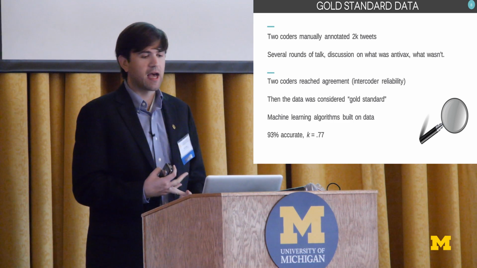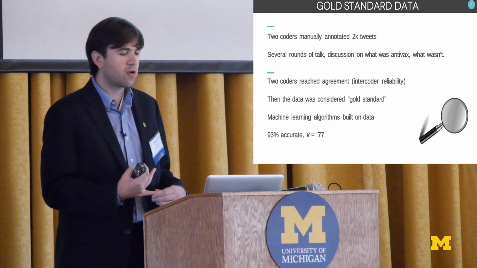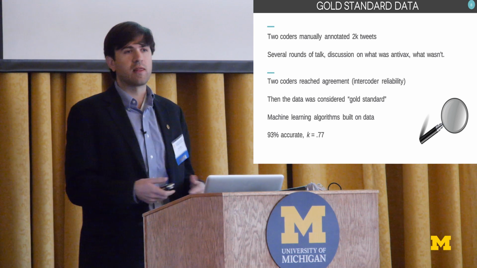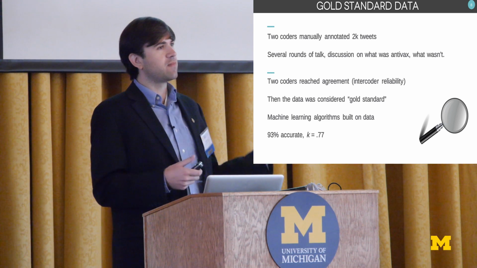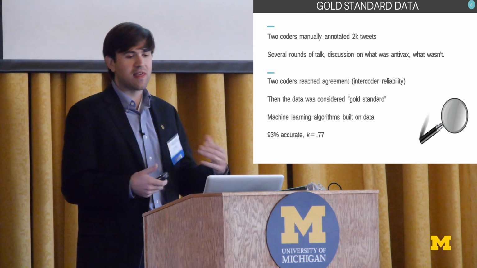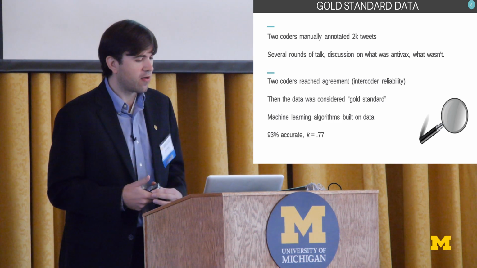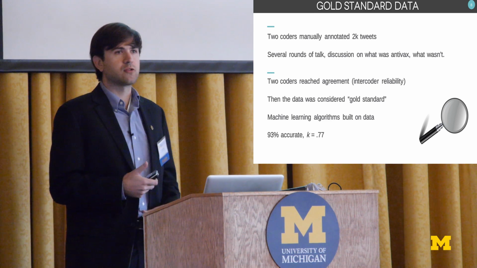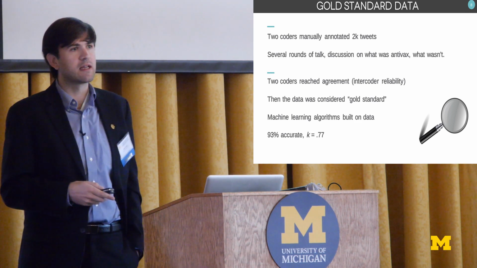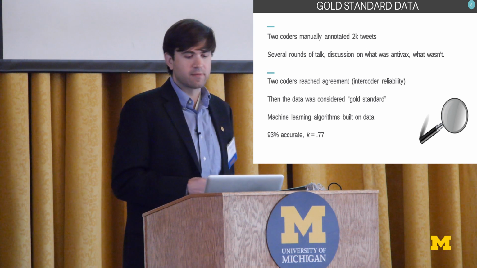There was some kind of subjective debate as to whether a tweet did mention this phenomenon. So once the two coders finally agreed, we have this concept in the social sciences called intercoder reliability. We love it. It often says that we have a concept that at least two people agree on. So we considered this data then gold standard data, and we built a machine learning algorithm on it. It's a pretty stable algorithm. It was 93% accurate, but more importantly, it had a kappa that would suggest that there was no bias between detecting whether something was or was not an anti-vaccine tweet.